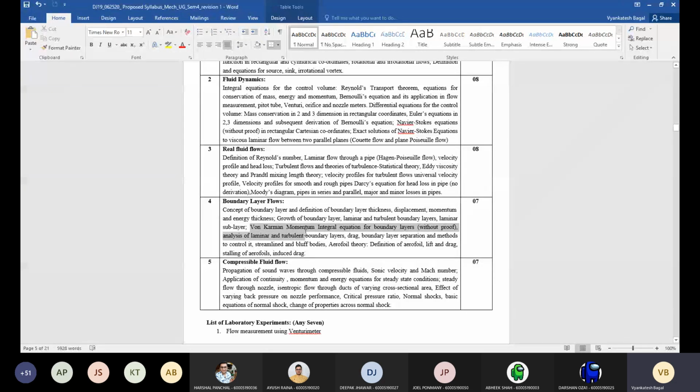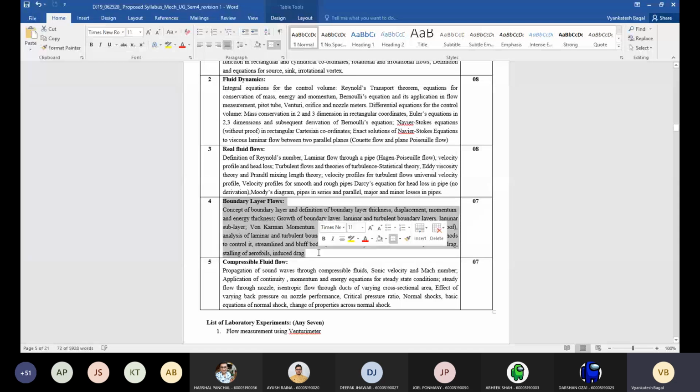Then von Karman momentum integral equation. And this guy von Karman was a student of Ludwig Prandtl. So we'll talk about the integral equations again without proof, and then we'll analyze laminar and turbulent boundary layers. We'll also learn how to find the drag and lift, and how the boundary layer is separated, and how to control the boundary layer separation. What are the disadvantages of boundary layer separation? How it affects badly. So those who are inclined towards the aerodynamics part will be more interested in this module, boundary layer flows.